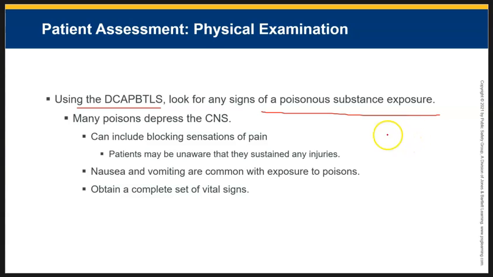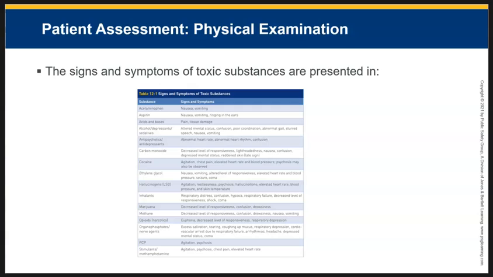That could be, as you're assessing the head and neck and throat, that you've got evidence of vomiting that has occurred. It could be evidence of an ingested poison, and then a complete set of vital signs will give you some clues as well. Signs and symptoms of toxic substances are presented in Table 12.1 of your textbook. We can take a look at some of those things.